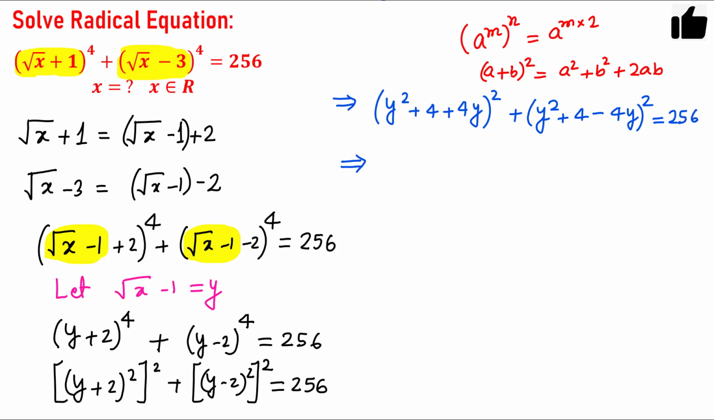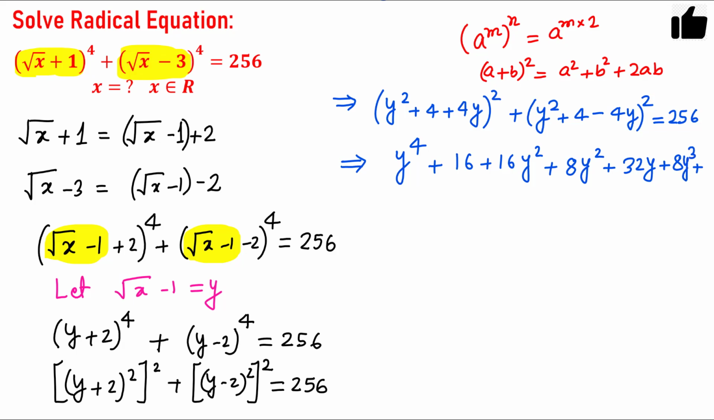Now let us square one more time. This time we have (a plus b plus c) whole squared, and this is nothing but a squared plus b squared plus c squared plus 2ab plus 2bc plus 2ca. So use that formula. So this becomes y to the power 4 plus 16 y squared plus 2 times 4, 8 y squared, and this 16 into 2, that is 32 y, and then plus 8 y cubed.